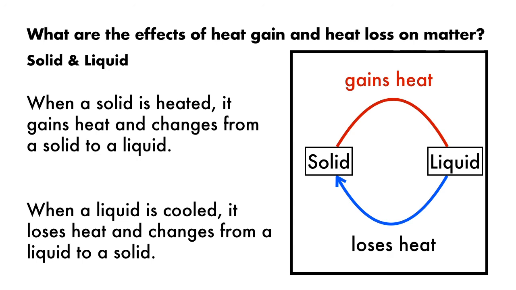When liquid is cooled, it loses heat and it changes from a liquid to a solid. Remember that? That is called freezing. So basically, freezing and melting are processes associated with heat gain and heat loss. You need heat to be gained in order for melting to take place. You need heat to be lost in order for freezing to take place. Understand?